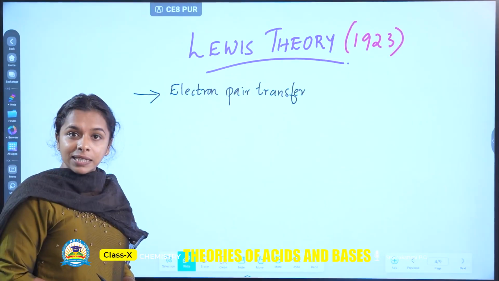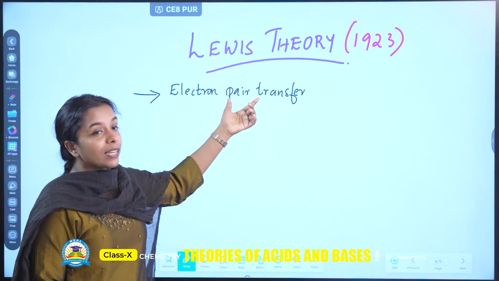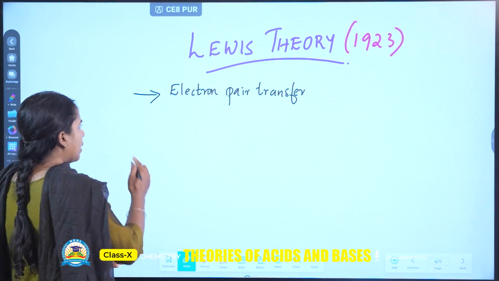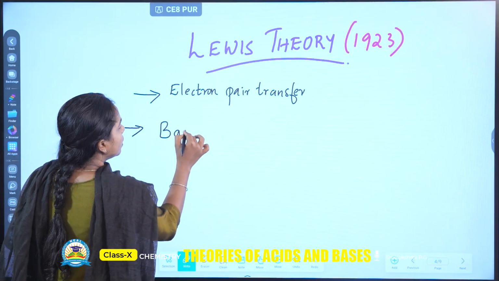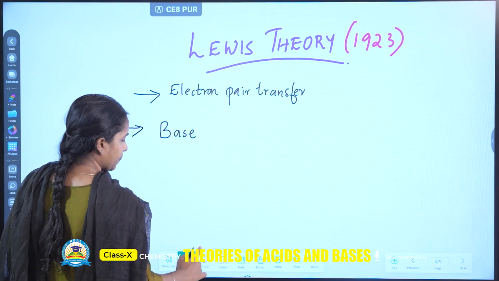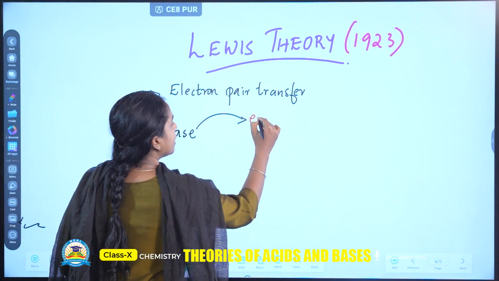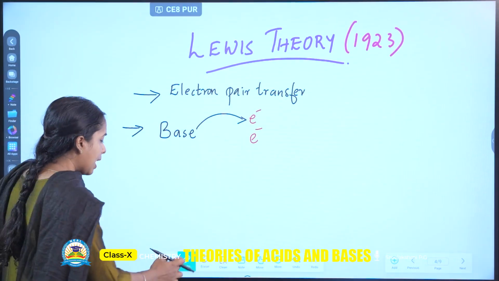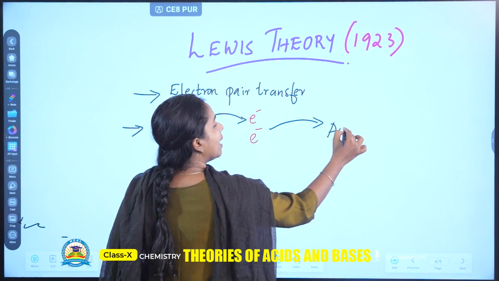Okay, so according to Lewis theory, we can categorize acid and base according to the electron pair transfer nature. Here I am going to give you one example. First we will give a general example. Here I am considering a base. This base will give 2 electrons. 2 electrons means they are electron pairs, and then these electron pairs will be accepted by an acid.